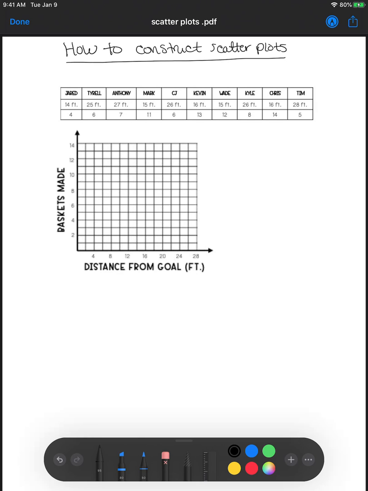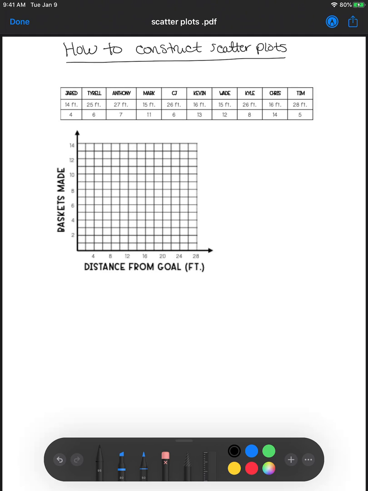Alright, so we're going to talk about how to construct scatter plots. I want you to write this down as best as you can, rough draft it, so you'll know how to construct scatter plots. This scenario is Jared's basketball team stood at various distances from the basketball goal and counted the number of baskets they were able to make in 30 seconds. The distance each person stood from the goal and the number of baskets made is shown in the table below.